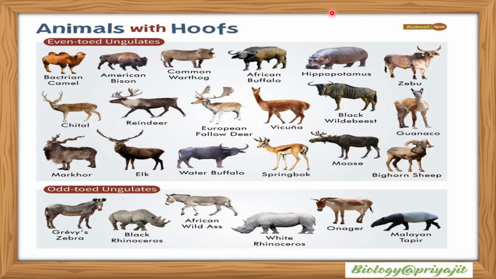Odd-toed ungulates are perissodactyls, animals bearing weight primarily on one or three toes. They include Grevy's zebra, black rhinoceros, African wild ass, white rhinoceros, onager, and Malayan tapir.